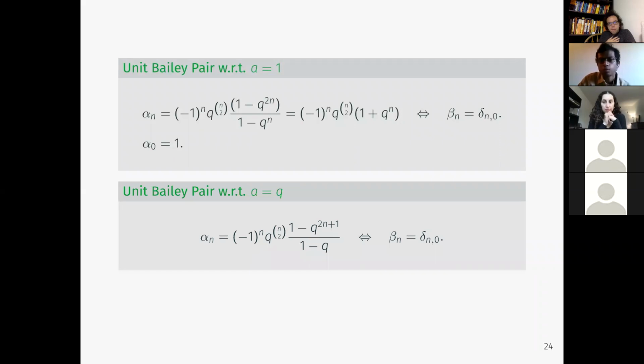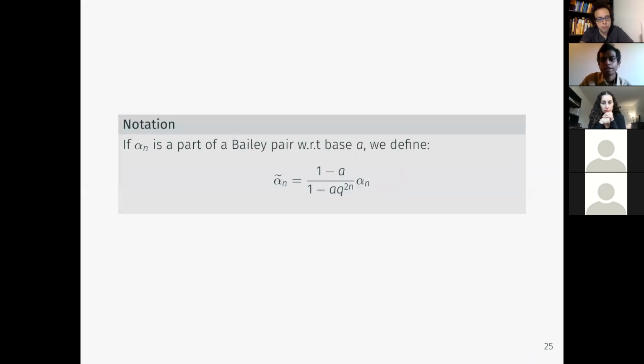You can substitute a equal to q, and you get that as the Bailey pair. It's literally just plugging in the things I said. Now, it turns out this factor that you see keeps popping up again and again. So I'm just going to introduce a new notation, alpha tilde, which just deletes this factor if I need to delete it. It just makes things shorter to write.